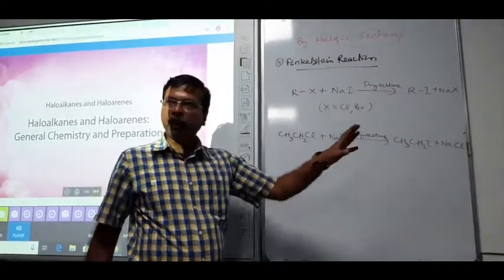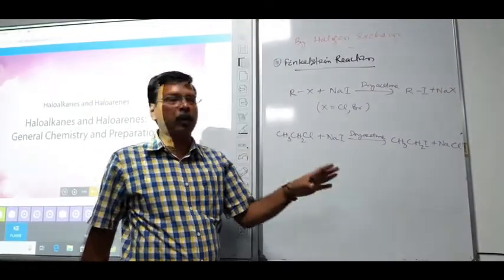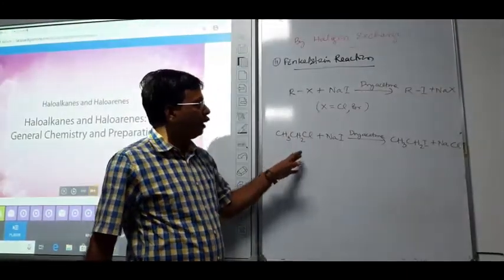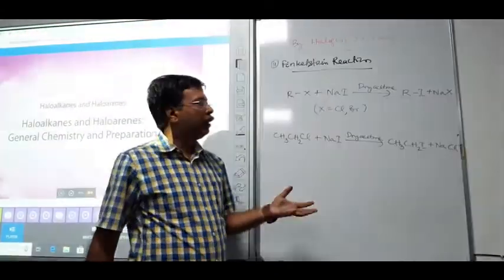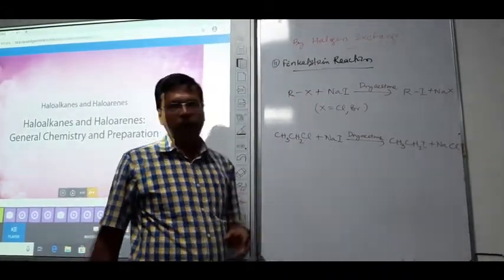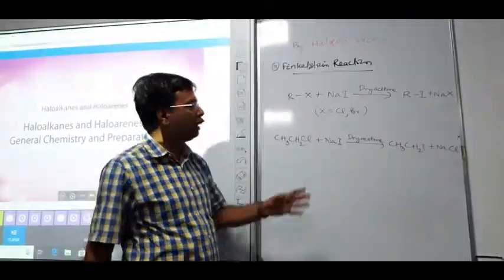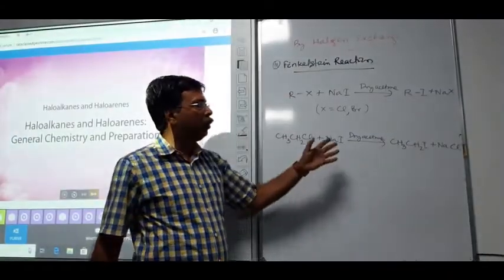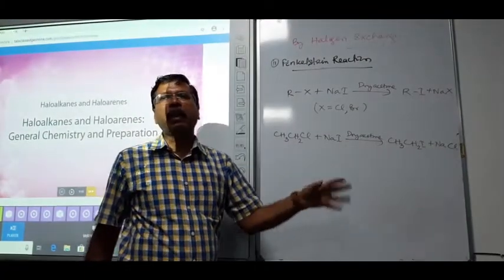Dry acetone is a liquid. Again, dry means it should be free of water. There should be no moisture, no water content should be there. Because the NaCl or NaBr, the byproduct we are getting, will precipitate out and can be easily separated out if you take the dry acetone. That we can mark here. That is also a very important question. What is the role of dry acetone? By using the dry acetone, the sodium chloride or sodium bromide, the byproducts, can be easily precipitated out.